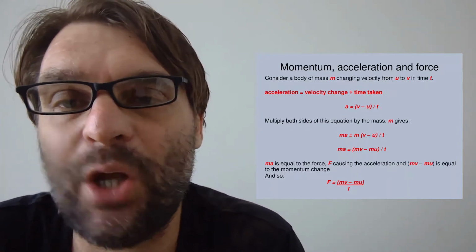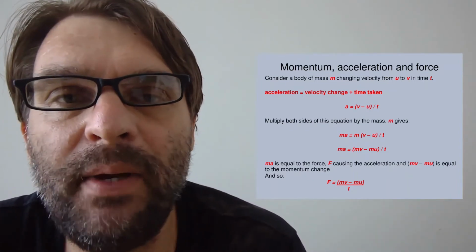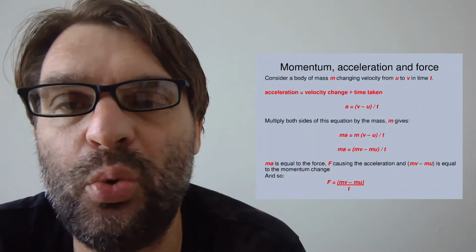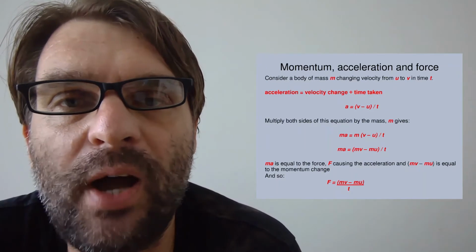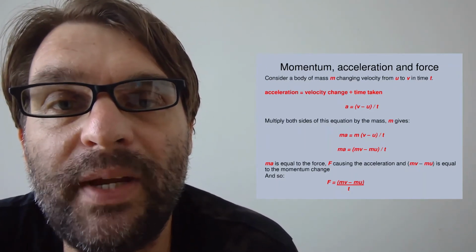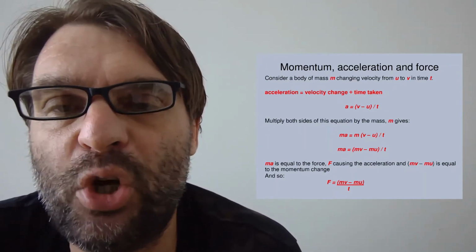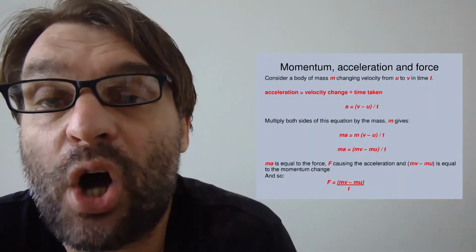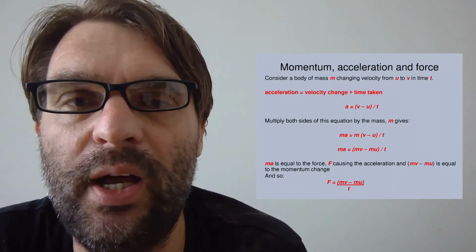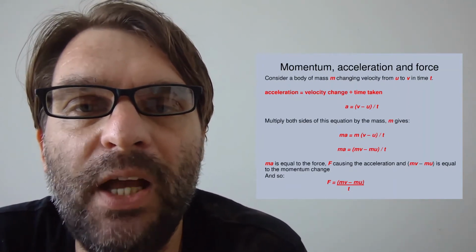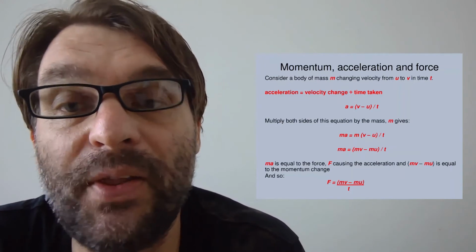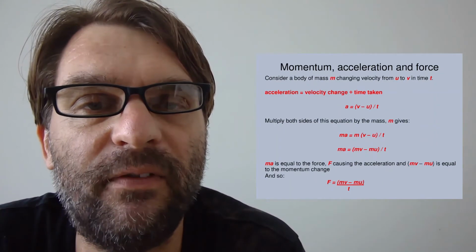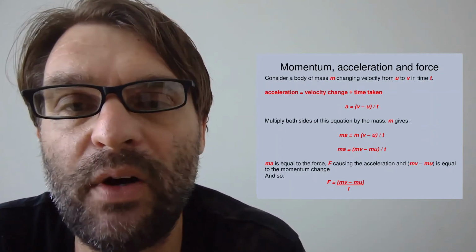So if you consider an object which has a mass m, and it's basically changing from one velocity to another velocity over a certain amount of time, then the acceleration will be the velocity change, so the final velocity minus the initial velocity over the time it takes for that change to occur. So that's the equation there. If we multiply both sides of the equation by the mass of that particular object, you get the following equation: ma equals mv minus mu divided by t.